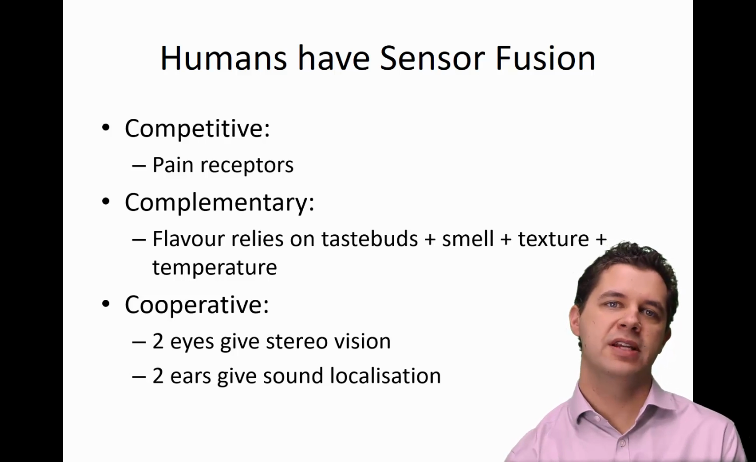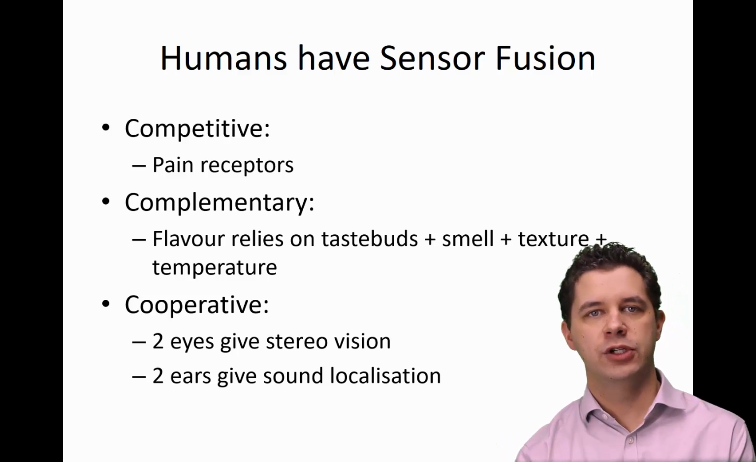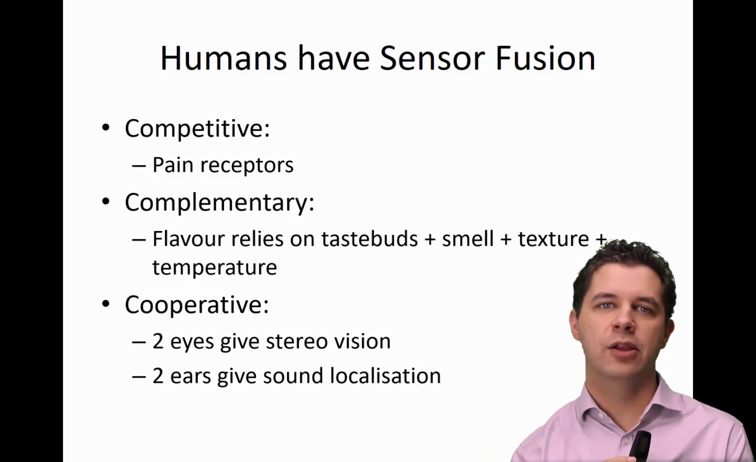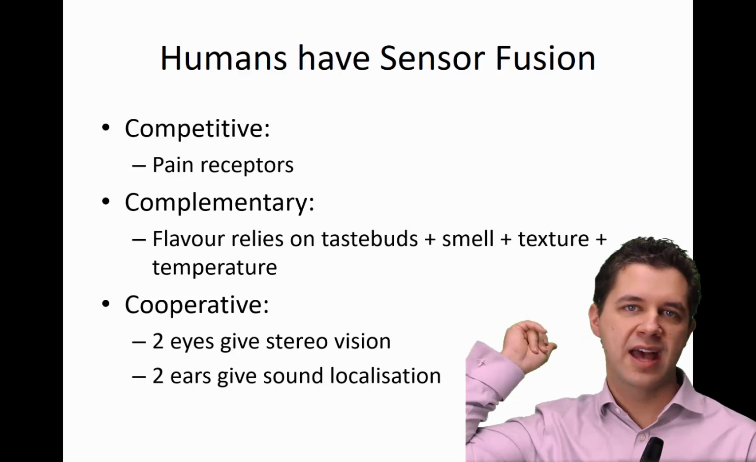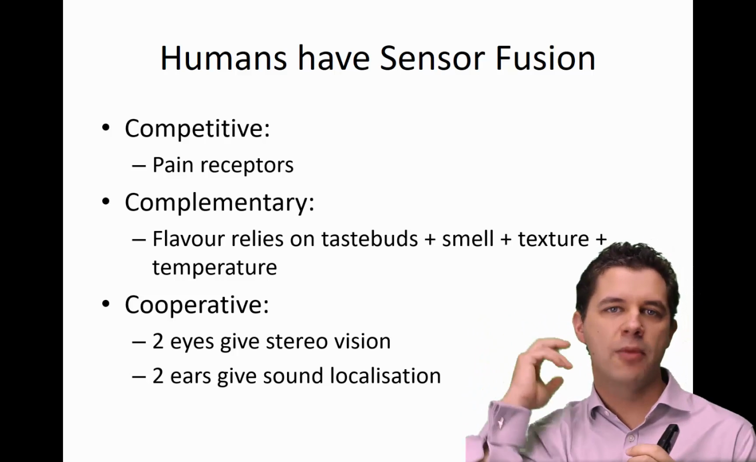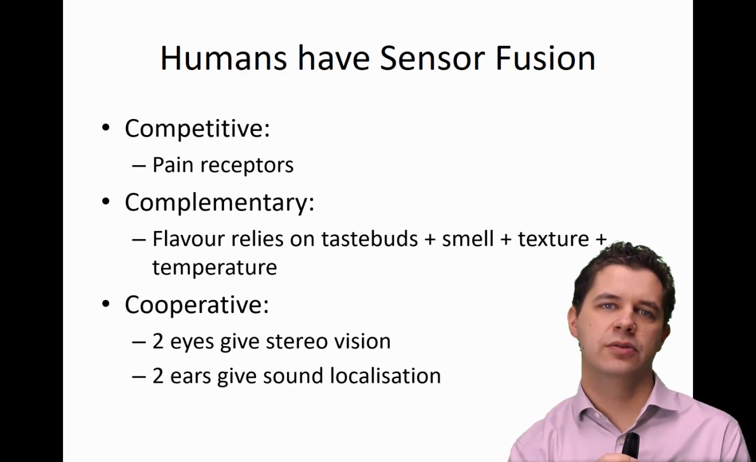And a few places that we see cooperative sensor fusion: we've got two eyes, and those two eyes give us stereo vision, and we can determine depth from the disparity between those two images that our eyes see. And two ears give us sound localization, so that when we hear a sound we can work out where it is, because of the time of arrival and relative amplitude of each of those signals.